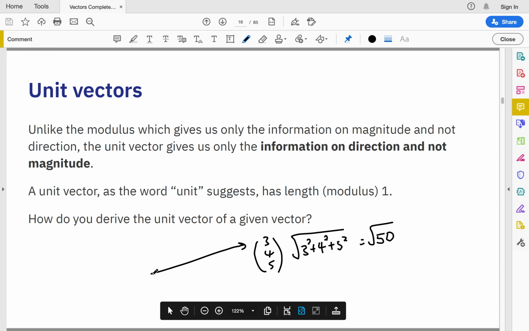So the unit vector of this vector may be somewhere along the vector or somewhere parallel to it, and has a length of 1. So how do we find the unit vector of a given vector, let's say 3, 4, 5?